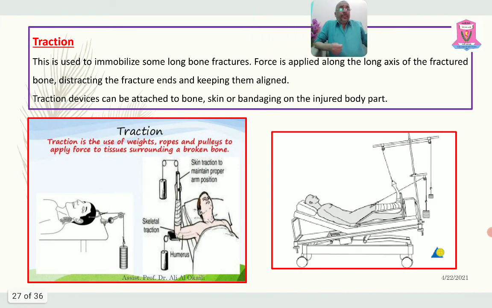Traction. This is used to immobilize some long bone fractures. Force is applied along the long axis of the fractured bone, distracting the fracture ends and keeping them aligned. Traction devices can be attached to bone, skin or bandaging on the injured body part.